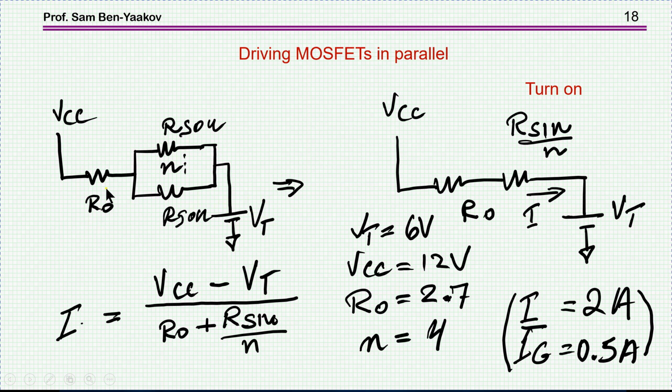So the total current that will be coming out of the driver will be VCC minus VT, the voltage here, divided by the total resistance, the source gate resistor divided by N, being 4 in this case. Now, for this particular driver, we know that we can get 2 amp out of here during the turn on, and therefore we can get 0.5 amp per transistor if we have 4 transistors, because the current will be distributed between them.